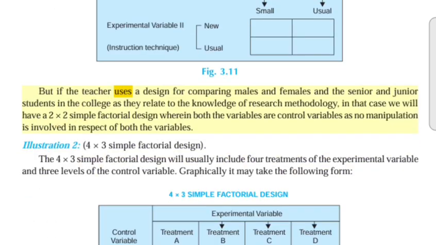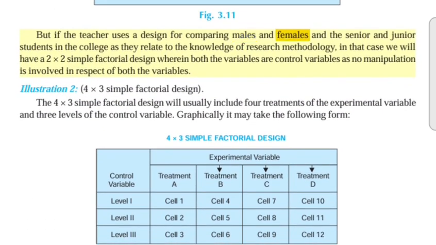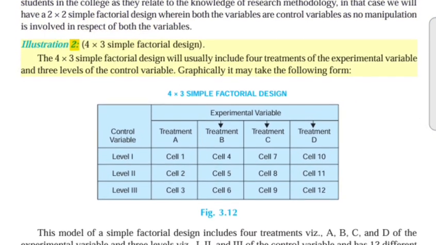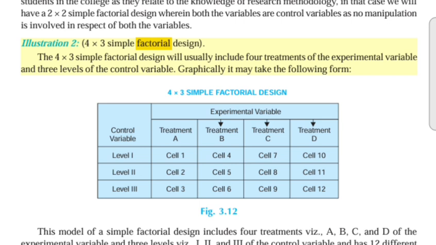But if the teacher uses a design for comparing males and females and the senior and junior students in the college as they relate to the knowledge of research methodology, in that case we will have a 2x2 simple factorial design wherein both the variables are control variables as no manipulation is involved in respect of both the variables. Illustration 2. 4x3 simple factorial design.